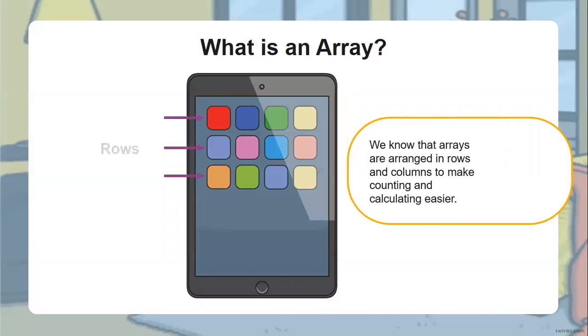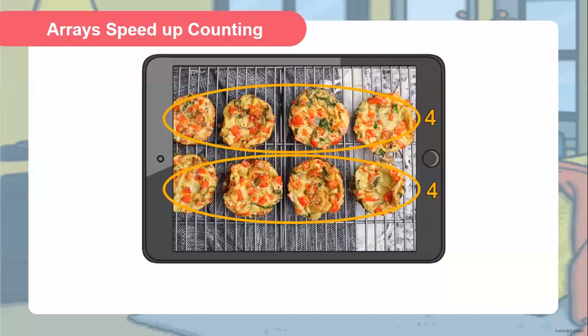What is an array? As you can see here, the arrays are arranged in rows and columns to make counting and calculating easier. How many muffins do I have here? Let's find first, how many rows do I have? I have 2 rows. In each row, I have 4 muffins. So 4 plus 4 equals 8.